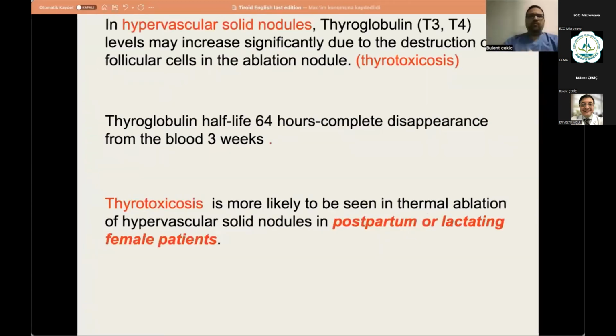And the third group is the hypervascular solid nodules. In this group, after ablation, we may see thyrotoxicosis because of the destruction of the follicular cells in the ablated nodule. In my experience, in postpartum or lactating female patients, the hormone levels are very different in women, and in these cases we have a high risk for thyrotoxicosis in hypervascular nodules. Therefore, we don't do thyroid thermal ablation in postpartum or lactating female patients.